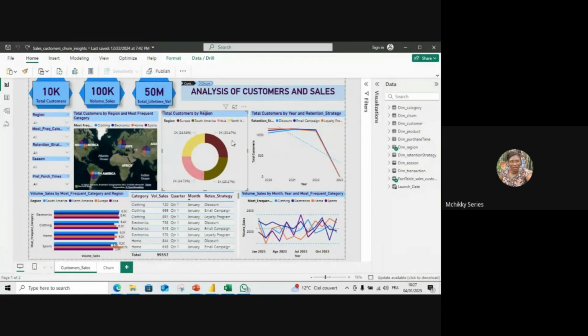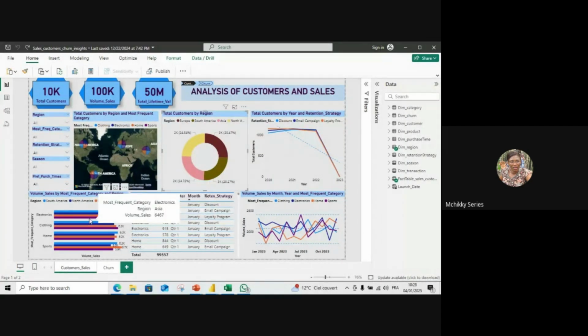Then we move over to the retention strategy that they're using. They have 3 retention strategies: discount, email campaign, and loyalty program. The total sales they have made from 2020 tended to peak in 2021. Then in 2022, it started going downwards. A lot of customers started leaving.